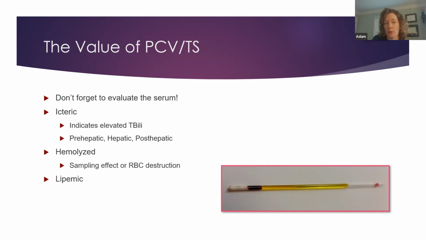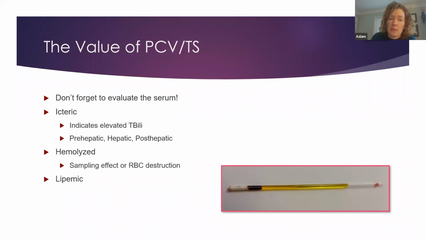It's also important to look at the serum. So when you're running those little PCV tubes, just take a look and make sure that it looks fairly normal. It should be pretty clear. If it looks icteric like this sample, that's either going to indicate hepatic hyperbilirubinemia, so they have a liver problem, prehepatic hyperbilirubinemia, so they have something like a hemolytic process where their cells are being destroyed, or post-hepatic disease, so something like a gallbladder obstruction that's causing them to look icteric.